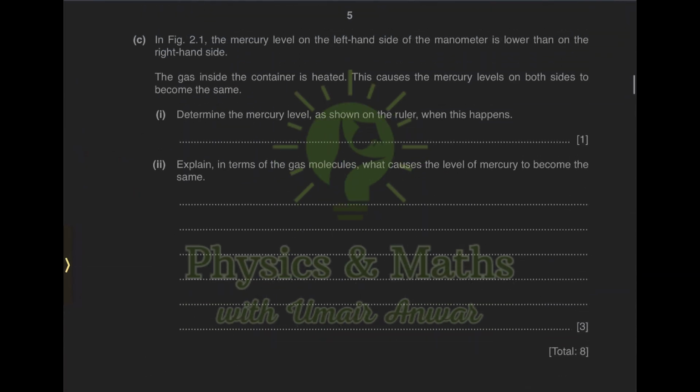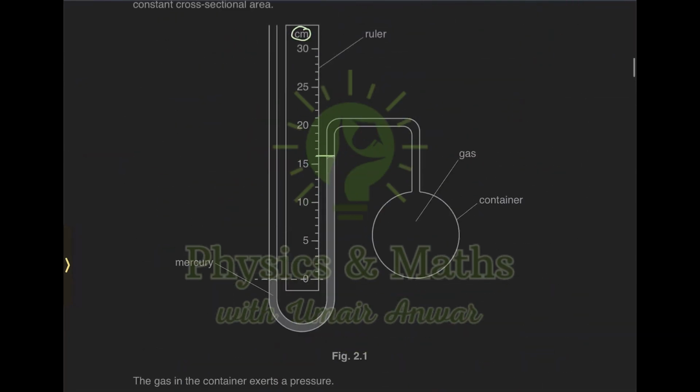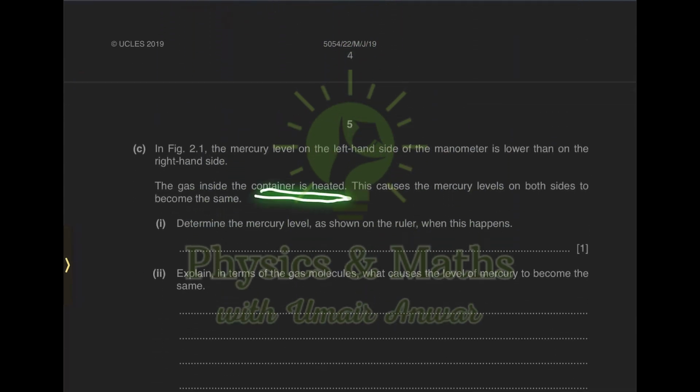Now the next part says, in figure 2.1, the mercury level on the left hand side of the manometer is lower than on the right hand side. So on the left hand side, the mercury level is at 0. On the right hand side, it is equal to 16. The gas inside the container is heated. So the gas molecules are going to get extra kinetic energy, and with that extra energy, they are going to exert larger pressure. This causes the mercury levels on both sides to become the same.